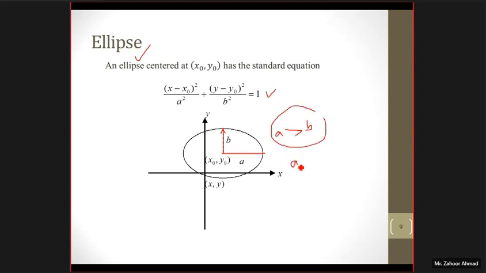Otherwise, if A is equal to B, then in that case it will again be a circle.